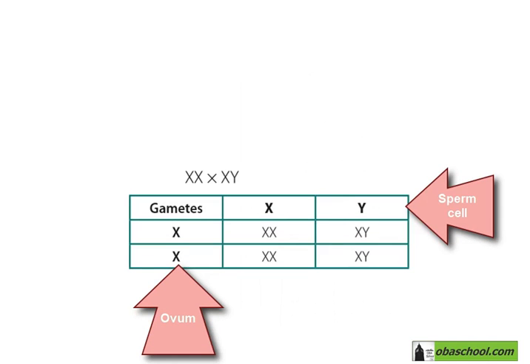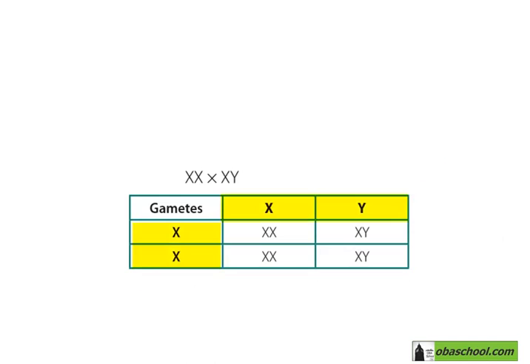The inheritance of sex can be shown using a Punnett square, just like any other characteristic that is carried in the DNA. So if we cross a female with a male, XX with XY, here are the gametes of the mother and here are the gametes of the father. If we cross the first X from the mother with the first X from the father, we will get XX, so this offspring is a female. If we cross the first X from the mother with the Y of the father, we get an XY, so this offspring is a male.